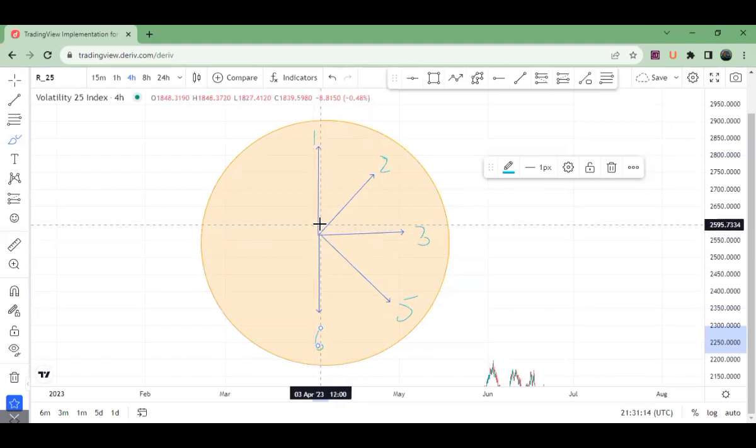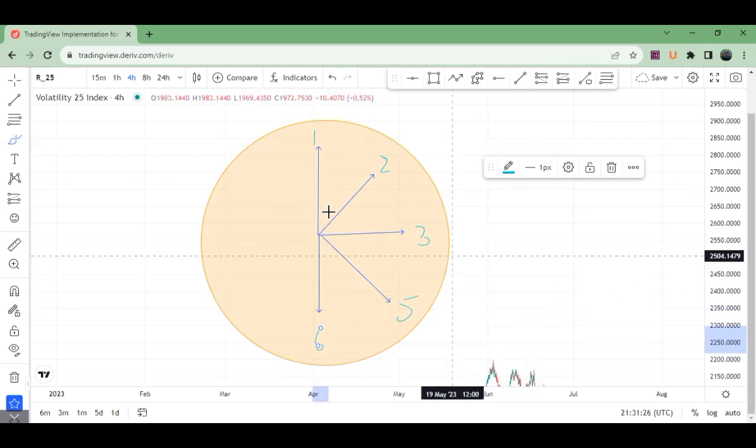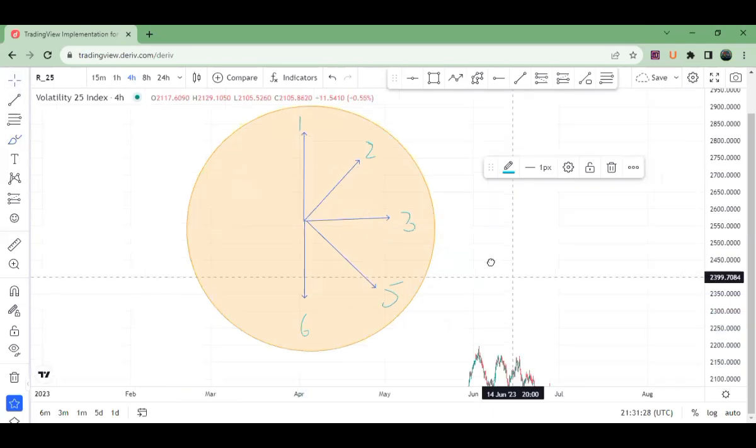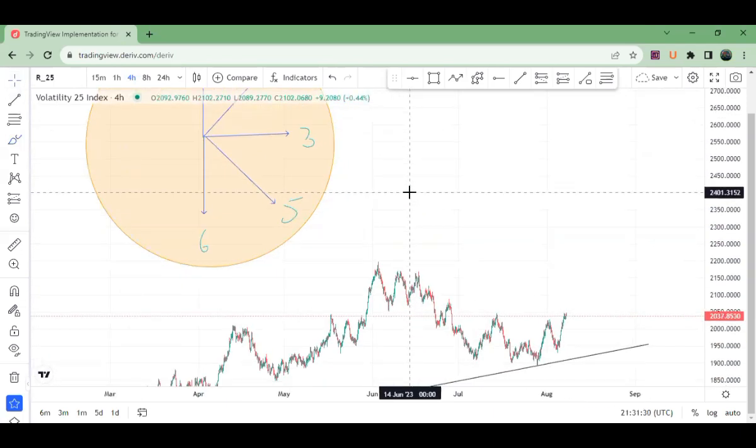Now, when the market is on a 1 o'clock direction, then you know it's a very strong trend. It's a very, very strong trend. There are times when you see a certain candlestick that will just move, like for instance, the boom and crash. You see spikes, right? Long spikes. That's not even what I'm talking about.